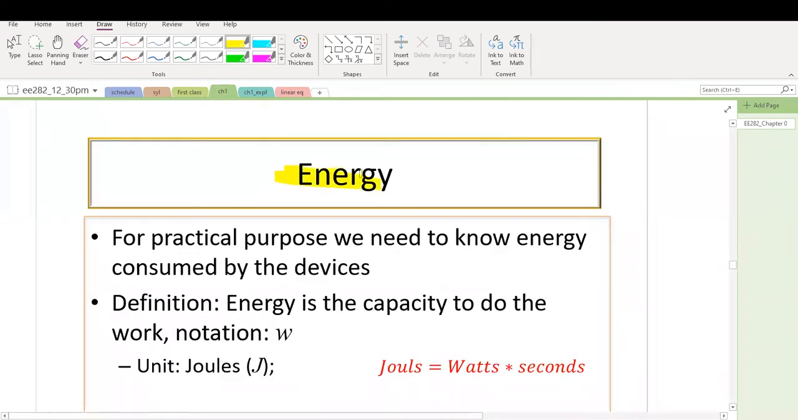Then what is the energy? Physically, energy is a capacity. It is a capacity to do the work. We use small w to denote the energy. The unit is joule, which is watts multiplied by second.